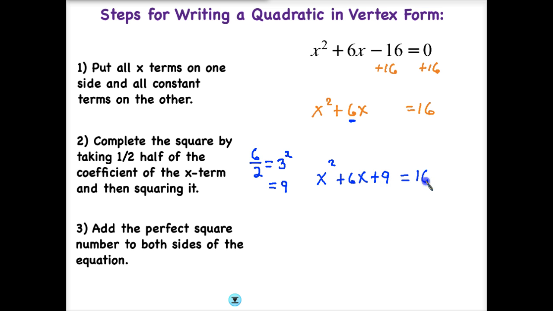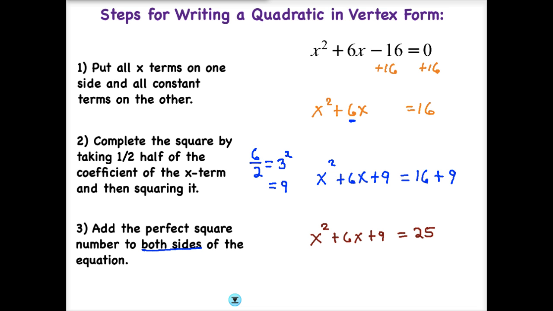equals 16. But remember that we have to add the perfect square to both sides, so we need to add the 9 to the right side as well. So let's go ahead and simplify this now. So our final equation, before we factor it, we have x squared plus 6x plus 9, and then on the right side, if we combine 16 and 9, we get 25.